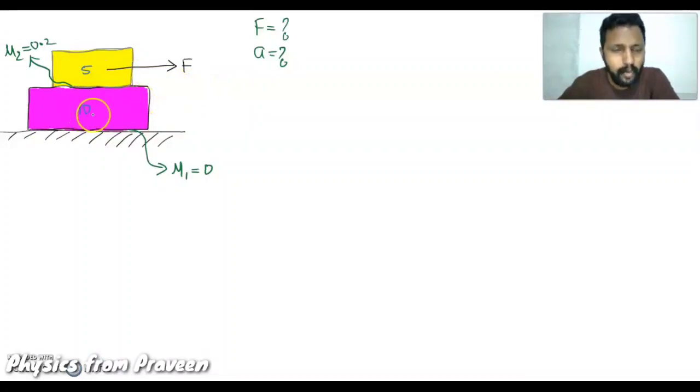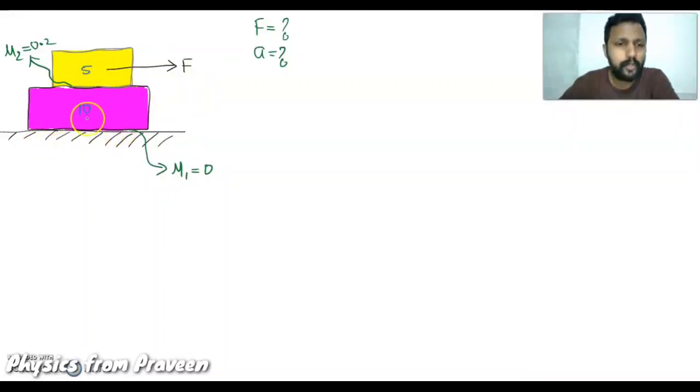The 10 kilogram in this situation is pulled by the frictional force between the 5 and 10. That is the key concept that you have to understand in this. The 10 kilogram block is pulled by the frictional force between the 10 and 5 kilogram. Therefore, who is pulling the 10 kilogram block? It's not us, it is the friction between the 5 and 10 kilogram.